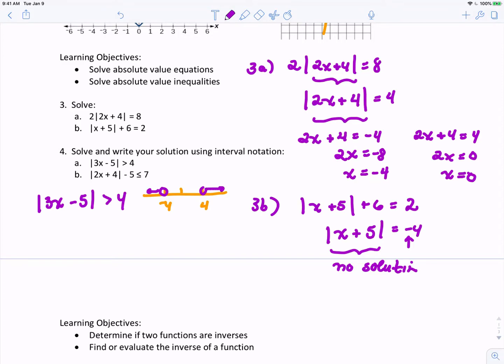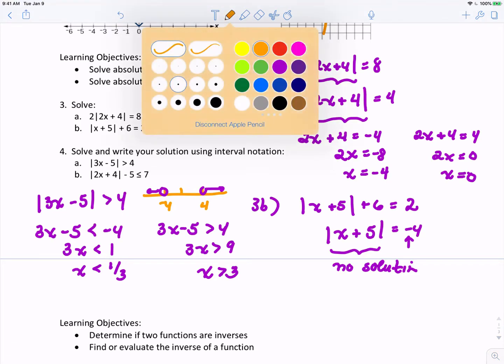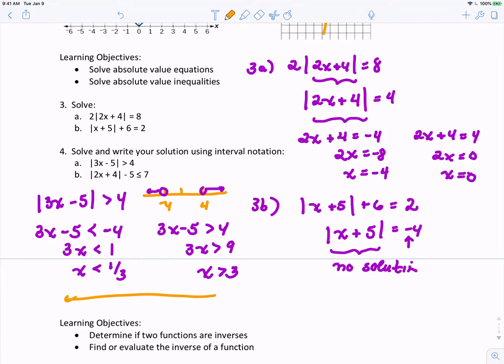And so that gives us two inequalities. 3x minus 5 is less than negative 4, or 3x minus 5 is greater than 4. If we add 5 to both sides and divide by 3, here is our first solution. If we add 5 and divide by 3, here's our second solution. And so if we think about what the graph of that looks like, the graph of the solution set looks like this.